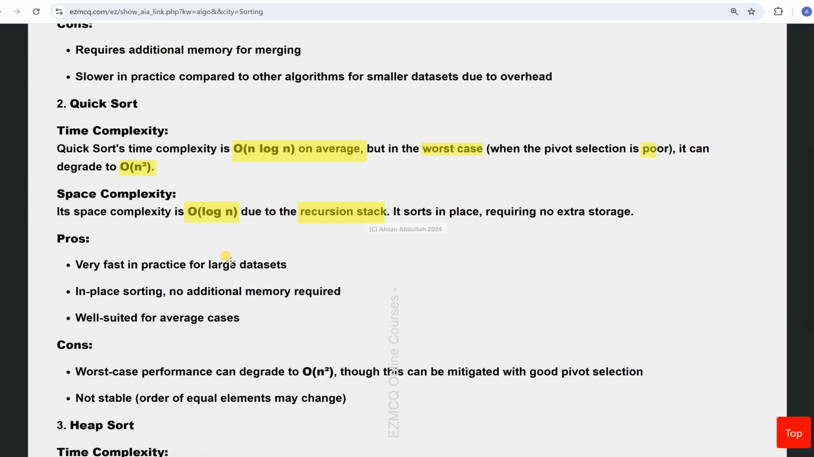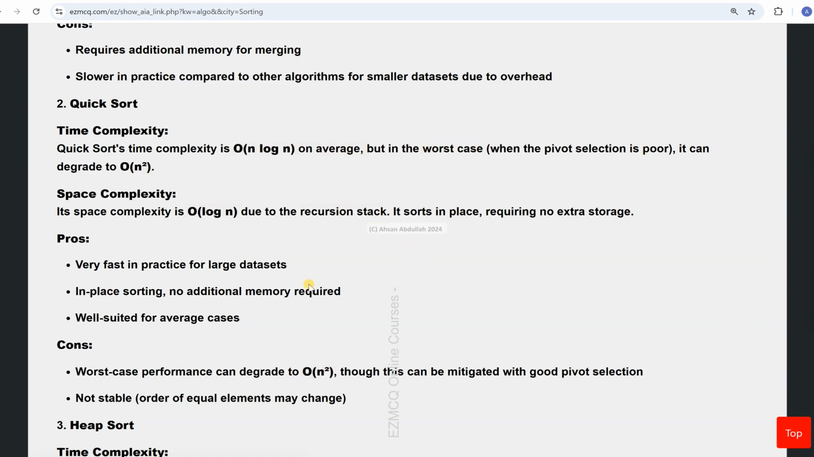It is fast for large data sets, and since it's in place sorting, there's no additional memory required. It is well suited for the average case but not the worst case, because the worst case becomes order n square because of the bad choice of pivot. But there are many ways of getting a better pivot to get good performance, and it is not stable. As I've already discussed in lecture 8a and showed you a picture also, because of the selection of the pivot there is randomness here, so the stability is not ensured.